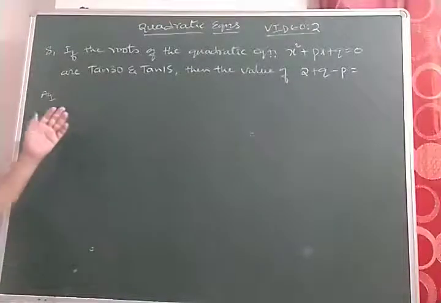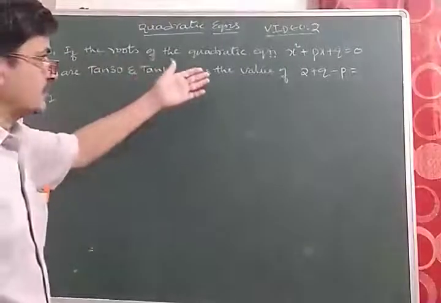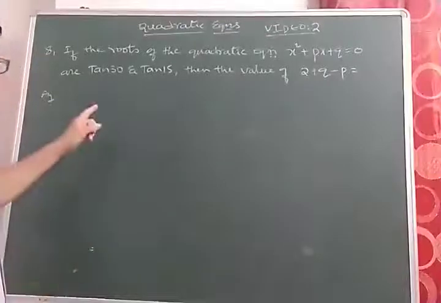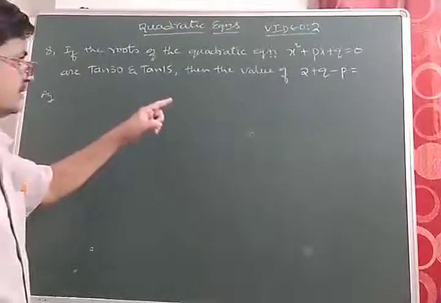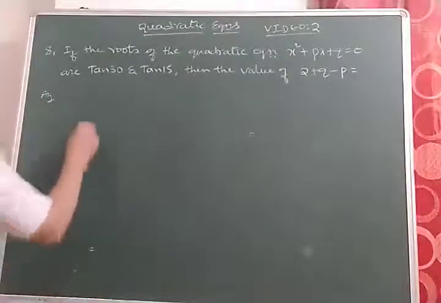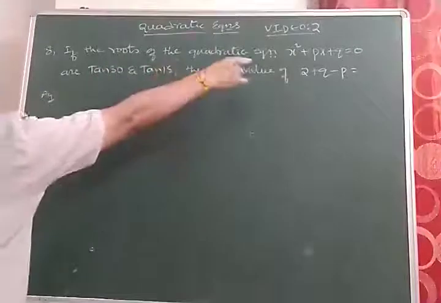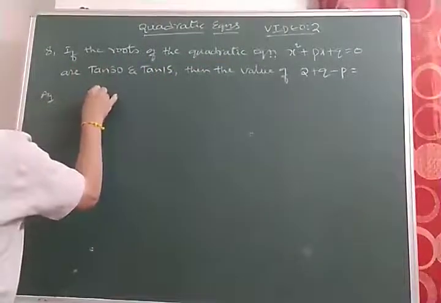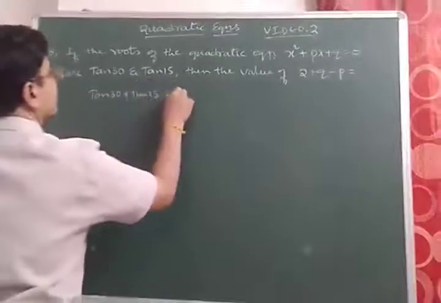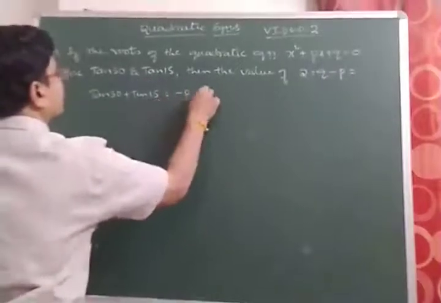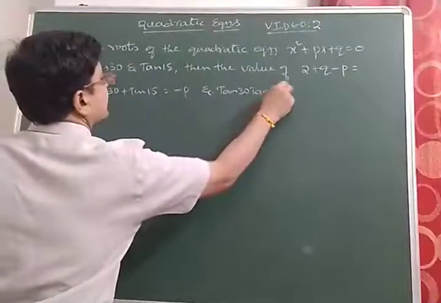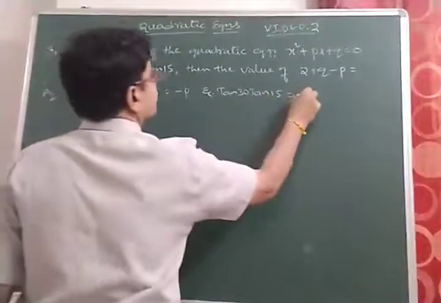Question number 8. If the roots of the quadratic equation x square plus px plus q is equal to 0 are tan 30 and tan 15, then the value of 2 plus q minus p is equal to. That means tan 30 and tan 15 are the roots of that equation. So that means sum of the roots tan 30 plus tan 15 is equal to minus p, and the product of the roots tan 30 into tan 15 is equal to q.